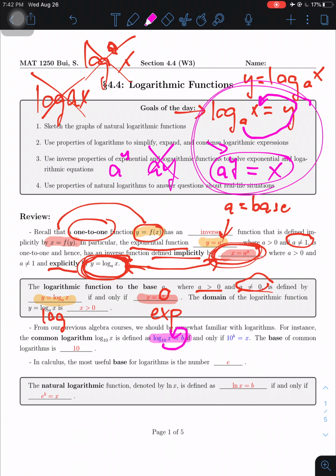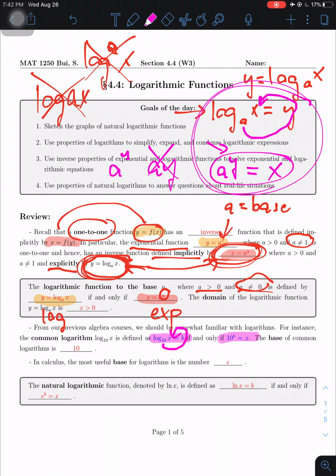And that is what I mentioned in here. 10 to the b power equals x. Those are another form of each other. They mean the same thing, but they just look different. Just like how 1 and 1 is the same thing as 2, they mean the same thing, but they just look different.